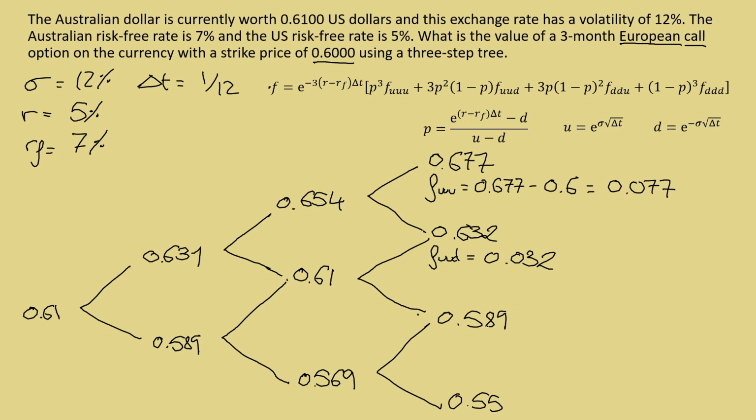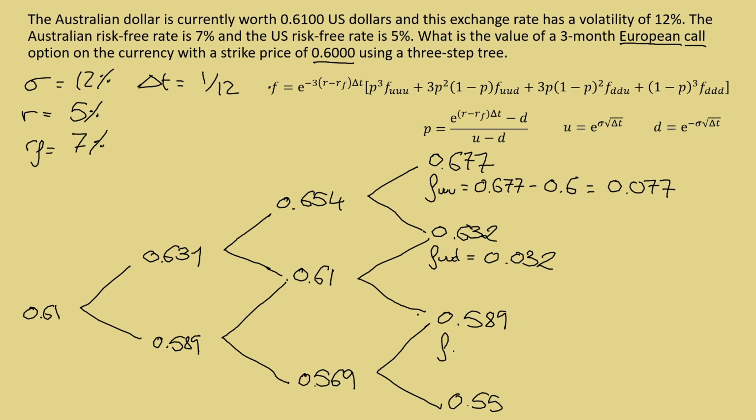Now, as you can see here, the currency value is lower than the strike price. So this means the investor would be losing money. So remember, because this is an option, an option gives you the right, not the obligation, to exercise the option. It means that because the investor is losing money, he wouldn't exercise the option. Therefore, the option is worthless.